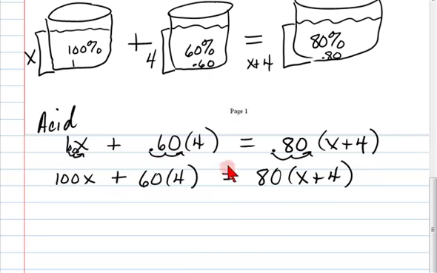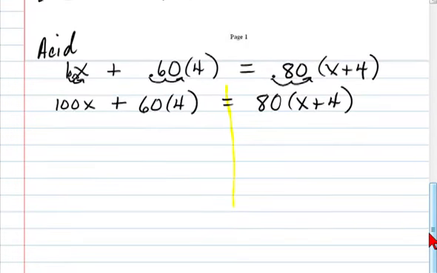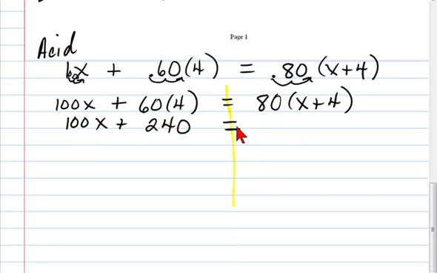Now I'm going to do what we have been doing. I'm going to draw my line. Can I simplify on the left? Yes, I'm going to keep my 100x plus multiply those for 240 is equal to, can I simplify on the right? Yes, distributive property. That's 80x plus 320. Is everybody okay with what I did on that step?